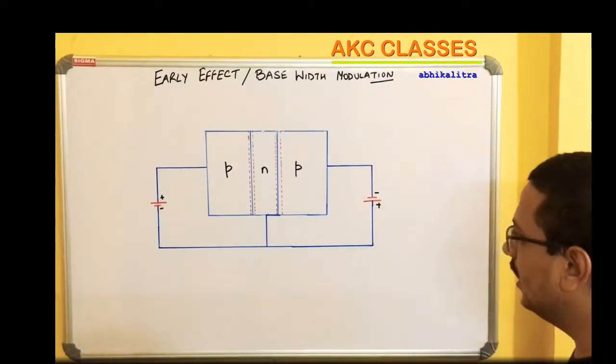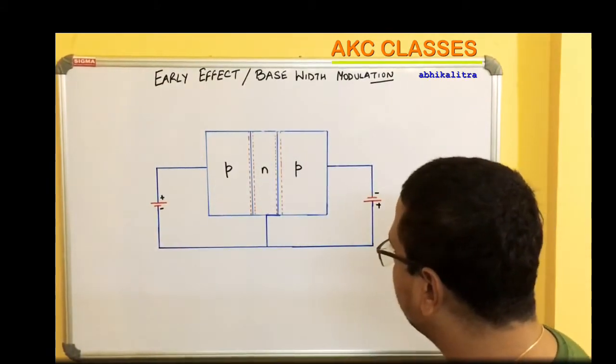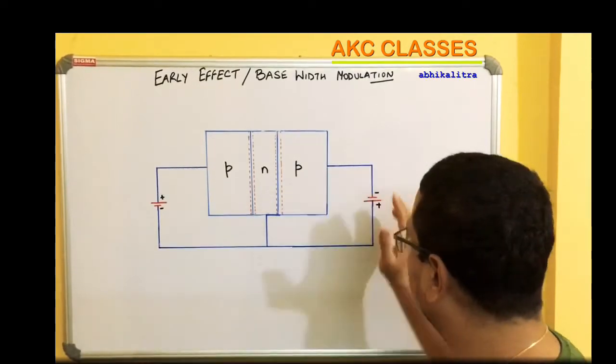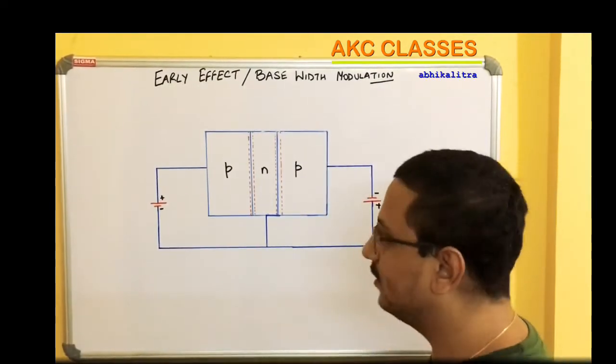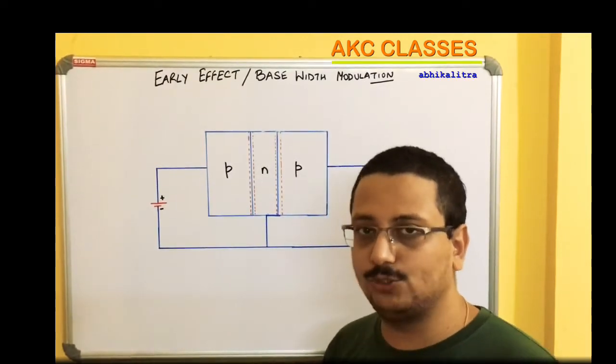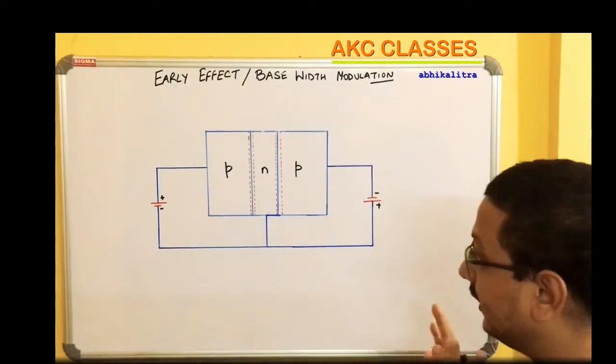So now if I look into the connection of this particular transistor, you see that base emitter is forward biased and collector base is reverse biased. That means this transistor is working in the active region, and this particular transistor should work in a normal operation, right? So this is what it is, right?